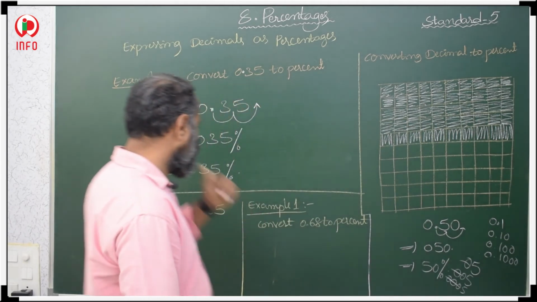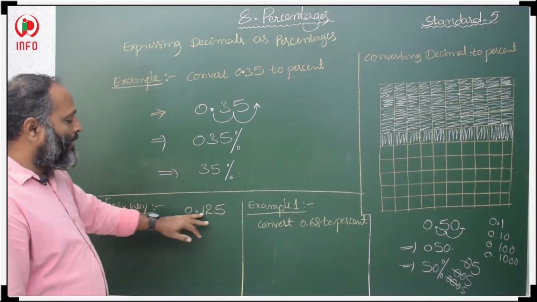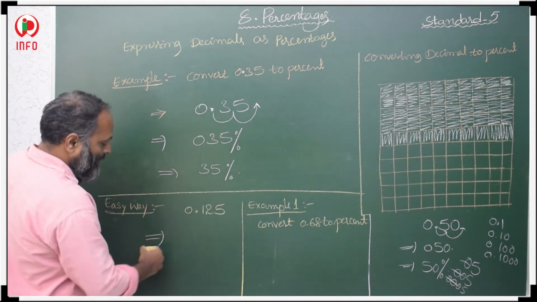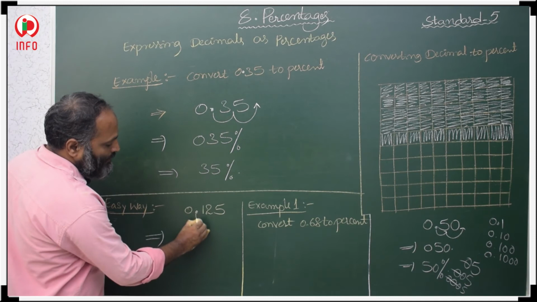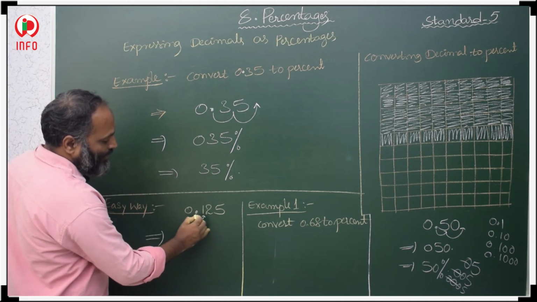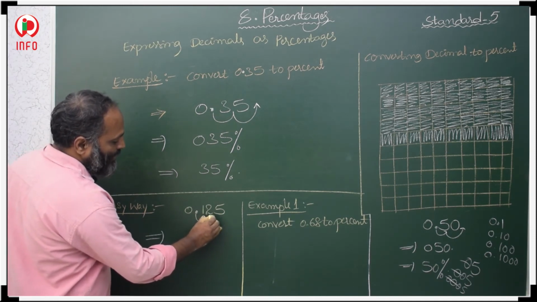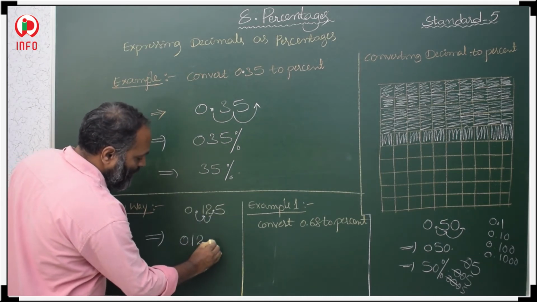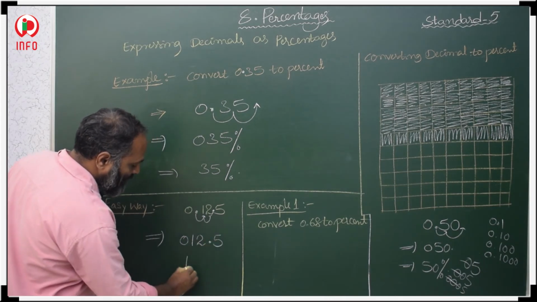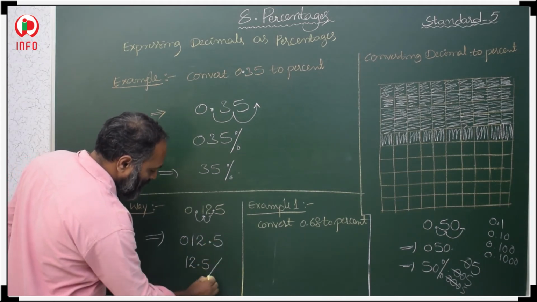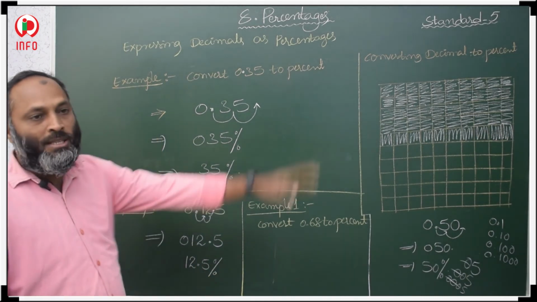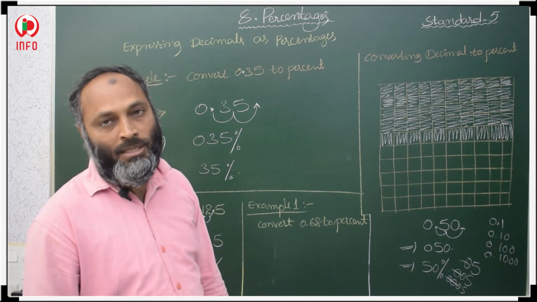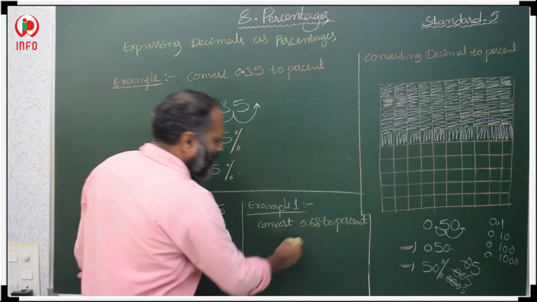Now here, 0.125, how do we convert it into a percentage? Here we have the decimal. This is the first place, this is the second place, moving from left to right. After the second place we keep the decimal point here. That means 012.5, that is 12.5%. In this way we move 2 places from left to right, shift our decimal point, and keep the percentage symbol.